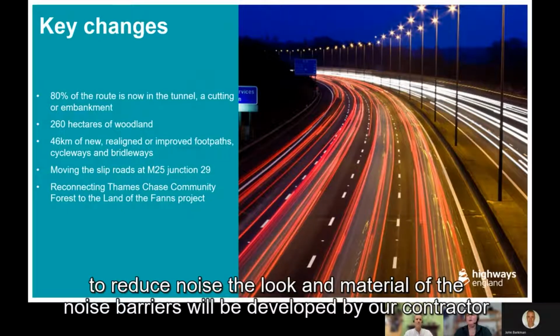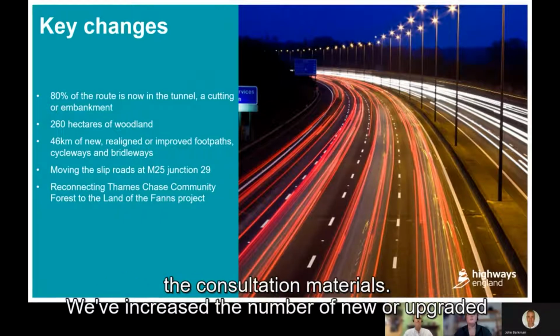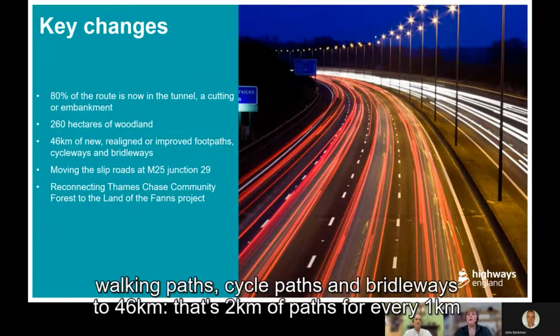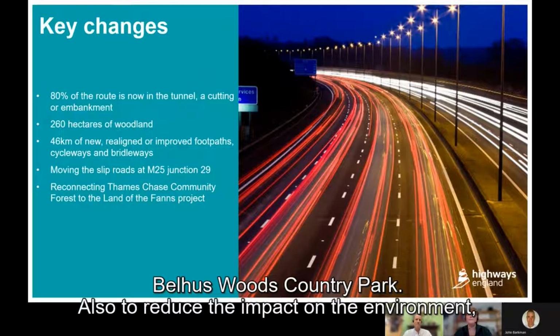The look and material of those noise barriers will be developed by our contractor at the detailed design stage, but you can see their proposed heights and locations in our consultation materials. We've increased the number of new or upgraded walking paths, cycle paths and bridleways to 46 kilometres. That's 2 kilometres of path for every 1 kilometre of new road. This includes providing connections between Thames Chase Community Forest and Belhus Woods Country Park.